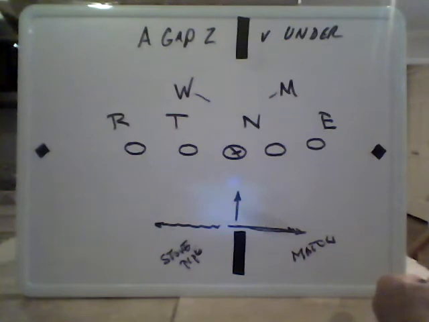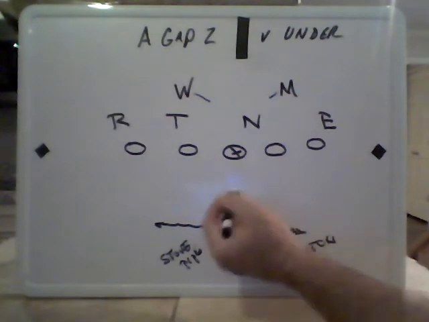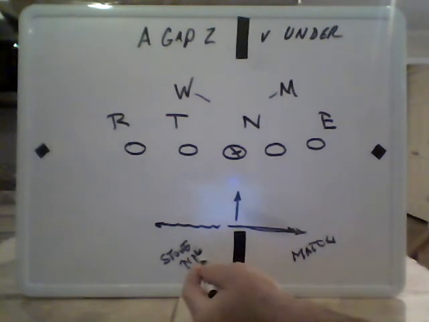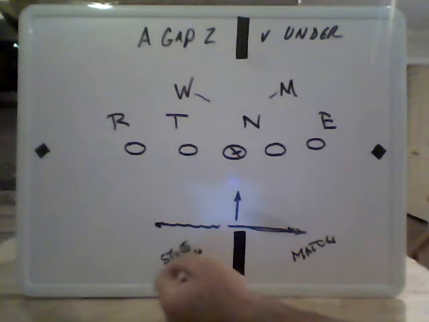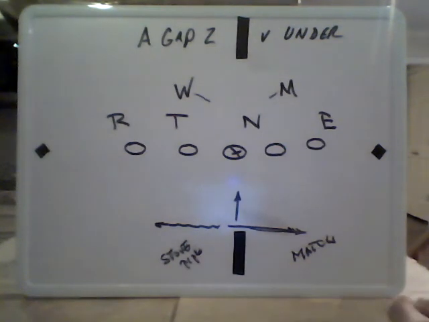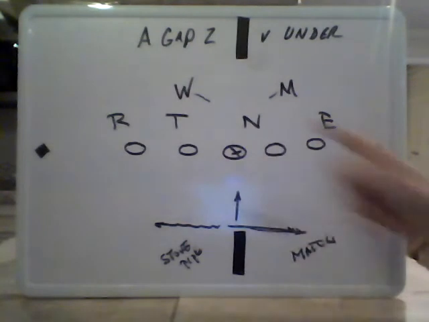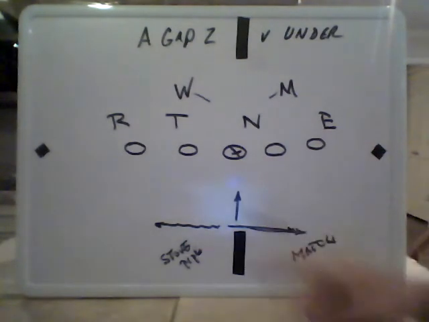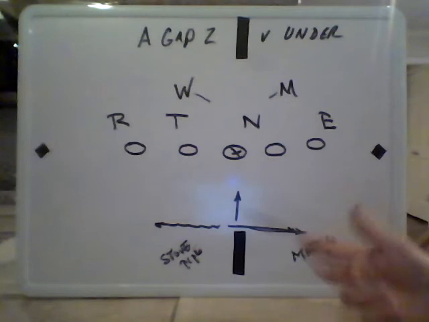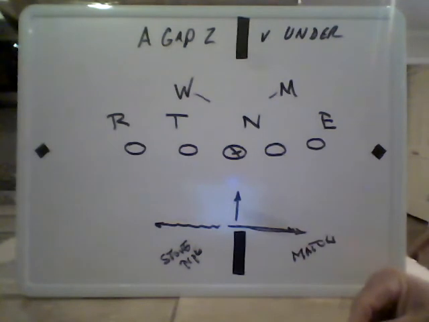So here's the A gap runner, and we've had discussions. Is it better out of the shotgun? Is it better out of the pistol? Well, I think it's about the same. The pistol gives you some advantages because pre-snap they don't know which way you're going. Now, if you add on any of these motions and stuff, they kind of know. But it's kind of tough if you want to check to a pass.